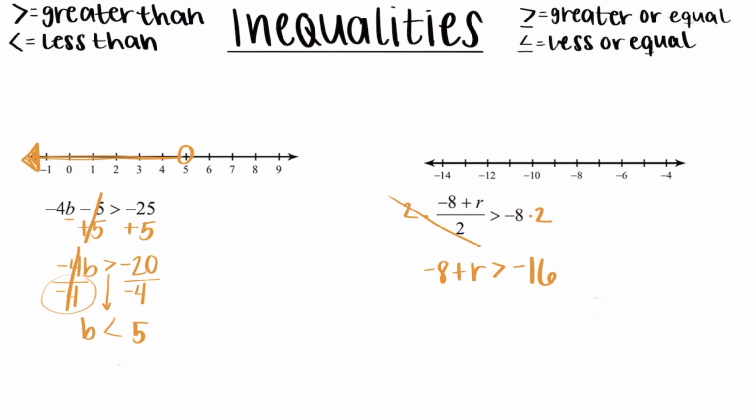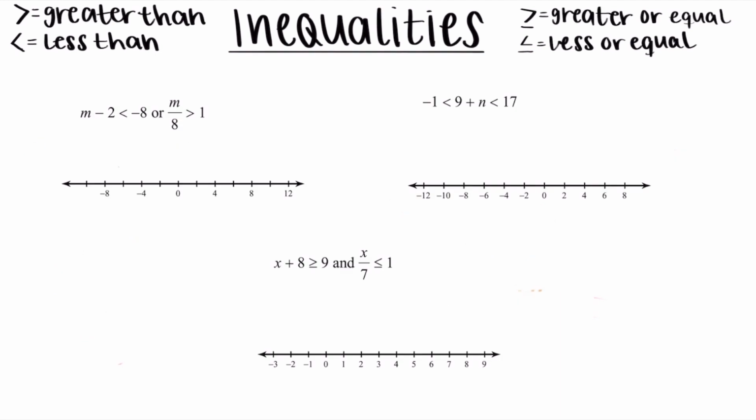All right, then from here we have a negative 8 being added on to our r, so we would have to add 8 to both sides to get rid of that, so that we'd end up with r is greater than negative 8. Then we're going to put our circle at negative 8. It's going to be open because it cannot equal negative 8, but it is anything greater than negative 8. So we're going to have our arrow going to the right and then fill that in because it's anything greater.